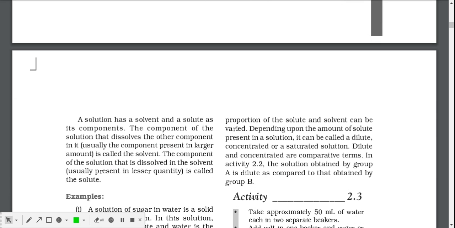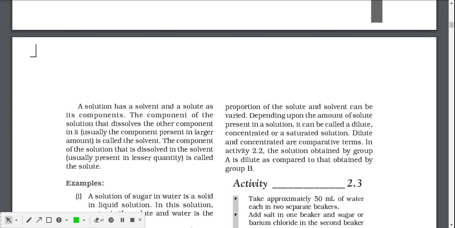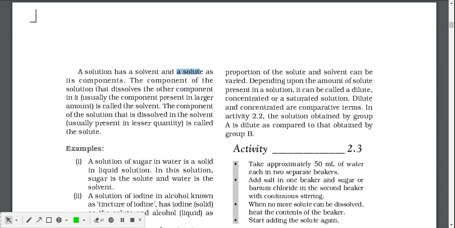Right? So a solution has a solvent and a solute. It consists of two parts: one is solvent, the other one is solute. The solvent is the component of the solution that dissolves the other component in it, right? Now the one which is dissolving in a smaller amount is known as solute, and the one in the larger amount is known as solvent.